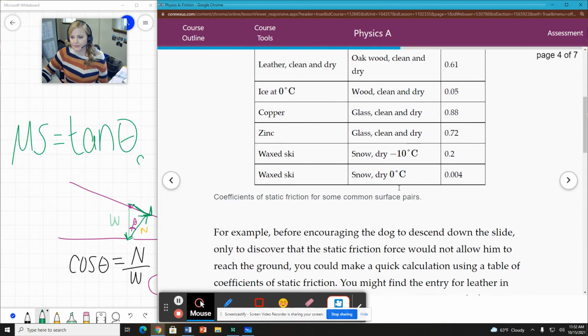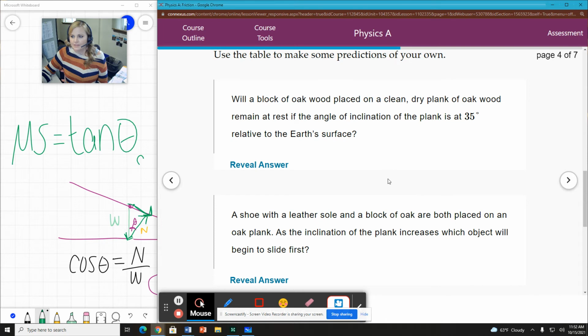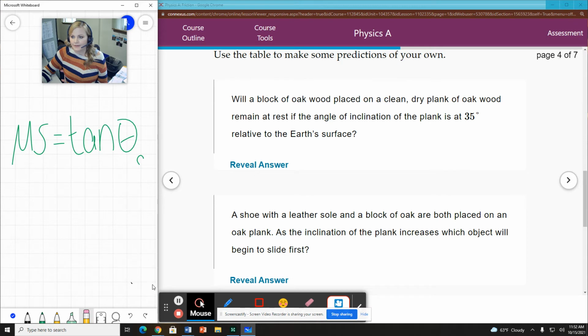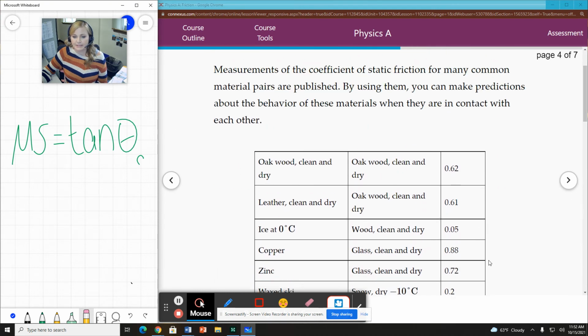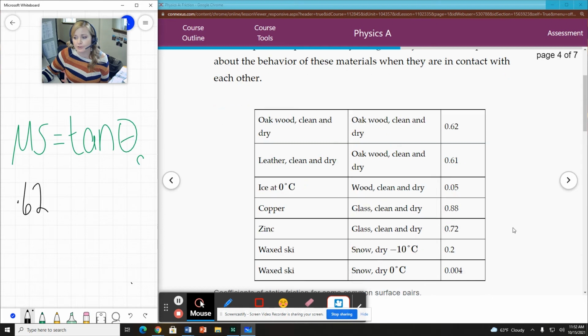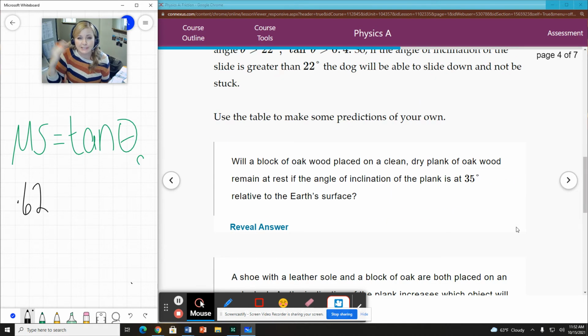So let's kind of look at that example here. So here you say a block of oak wood placed on a clean, dry plank of oak wood remains at rest. Will it remain at rest if the plank is tipped at 35 degrees? Well, let's use this equation. The static coefficient friction is 0.62 between wood and wood. So the question is, is that greater than, less than or equal to the tangent of 35 degrees, because that is the measure of the tippiness, right? So tangent of 35.